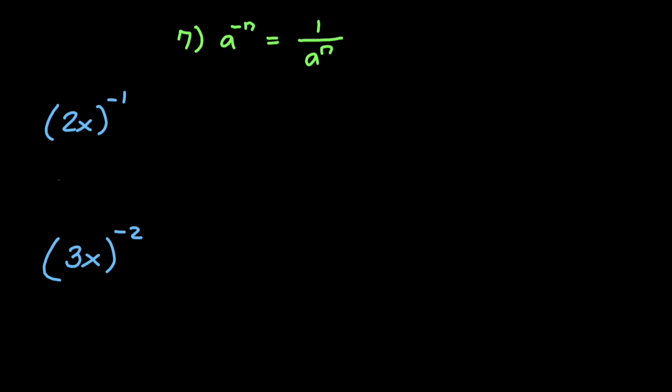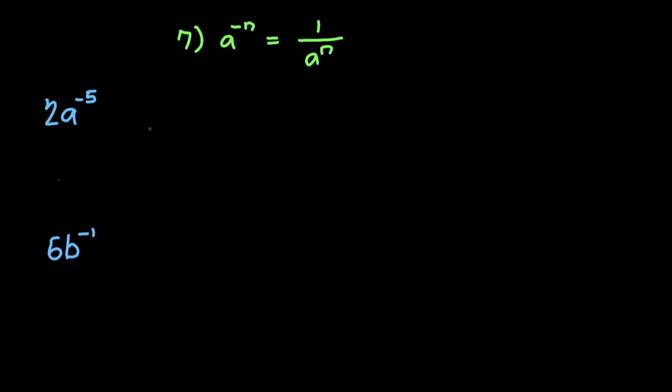This is 2x all raised to the power of negative 1. This can be 1 over 2x. For this, 3x raised to the power of negative 2, it would be 1 over 3x raised to the power of 2.